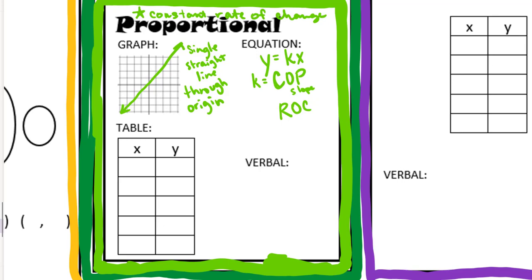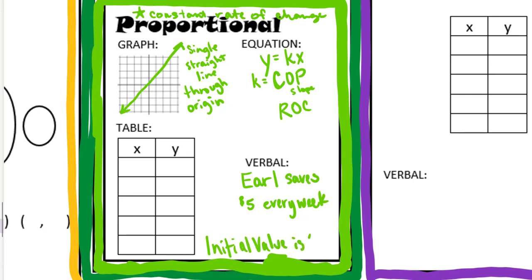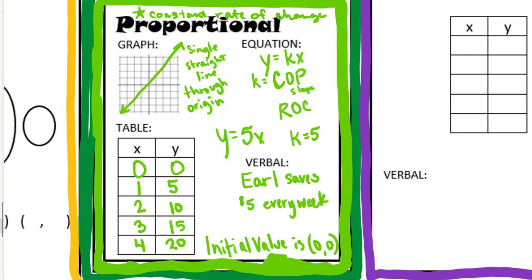A verbal description of a proportion would be Earl saves $5 every week. There's no mention of a starting amount or an initial value. So if it's not mentioned, that initial value, which is your y-intercept, is 0. It doesn't mention that he has already saved up some money. So that initial value or your y-intercept will be 0, 0. So if I made this into an equation, it'd be y equals 5x. So 5 is going to be my constant of proportionality. If it's week 0, he has saved no money. Week 1, he saved $5. Week 2, he saved $10. Week 3, he saved $15. And week 4, Earl has saved $20.